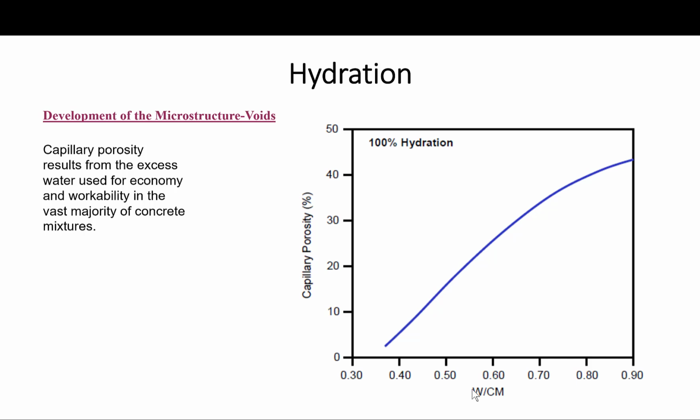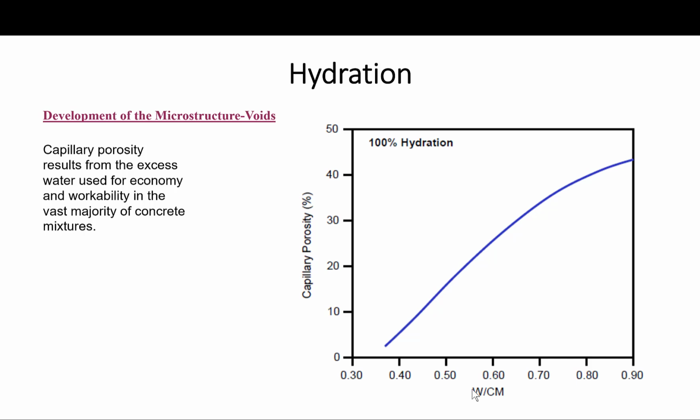Okay, so let's see how the capillary porosity is affected. Capillary porosity results from the excess water used, basically for economy and workability. As we will see later, we use a certain water cement ratio for a mixture, and there is always excess water beyond what's needed for the development of the microstructure. So the capillary porosity results from this excess water.